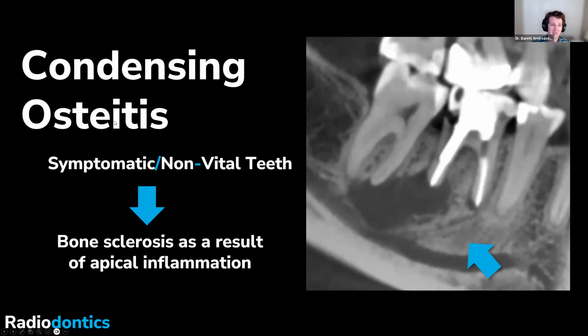Condensing osteitis, since it's a response to that inflammation or infection, you're always going to have some kind of symptomatic or non-vital tooth in that area. You're going to have an apical periodontitis, right?